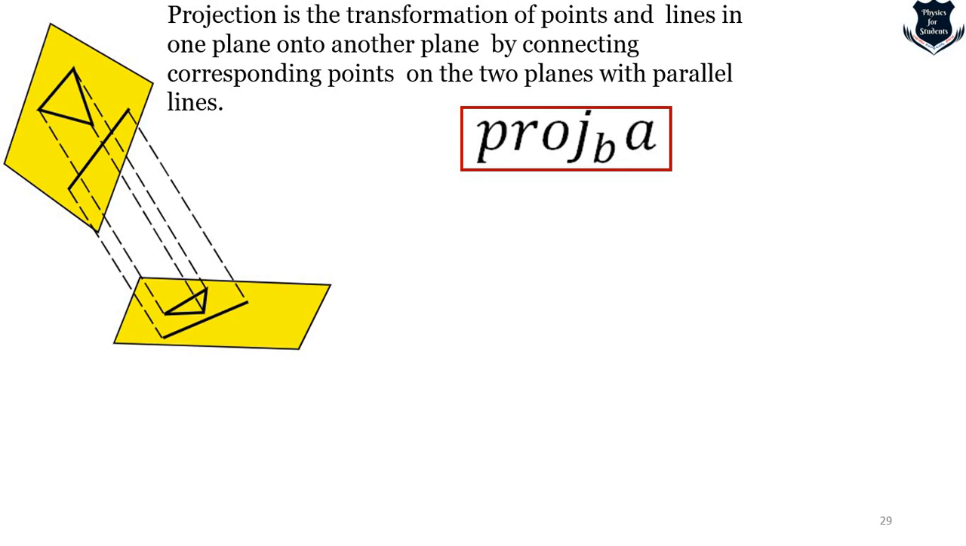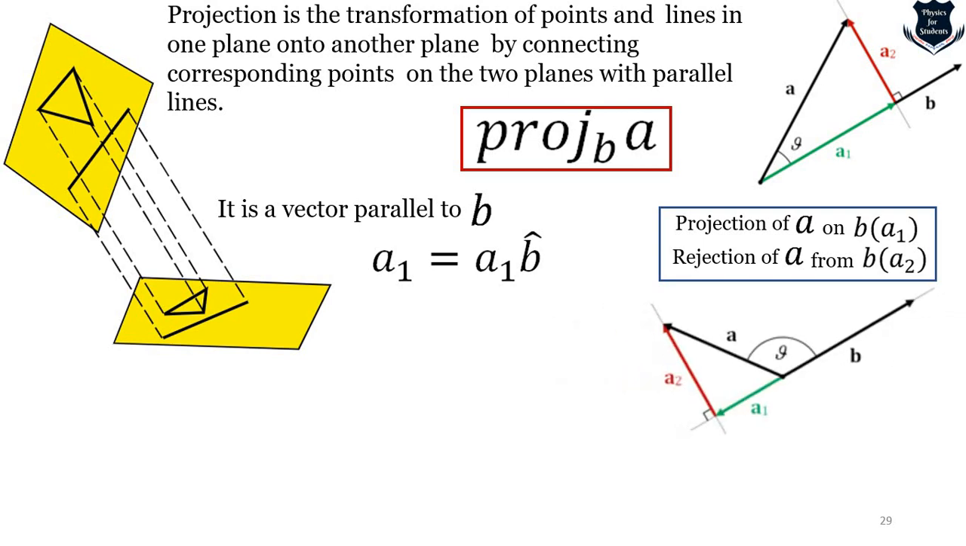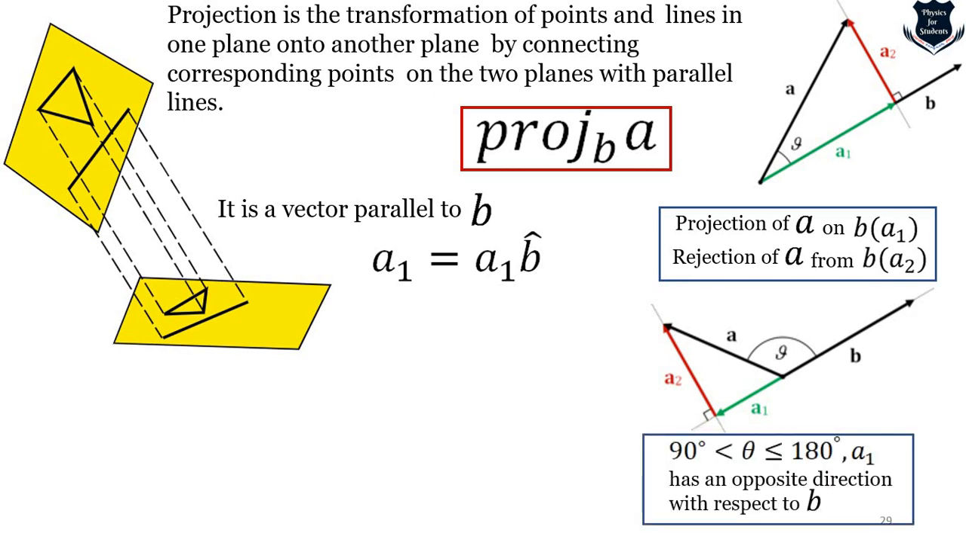We also know something about vector projection. A vector projection of a vector A onto a non-zero vector B is sometimes denoted as proj sub B of A, and this figure shows the projection of A on B as A1 and the rejection of A from B as A2. We can further find that the orthogonal projection of A onto a straight line parallel to B is a vector parallel to B, which is denoted as this, and this figure also shows 90 degrees less than theta less than or equal to 180 degrees.